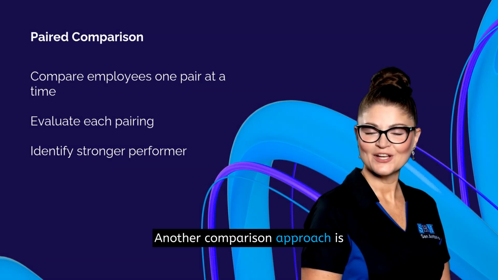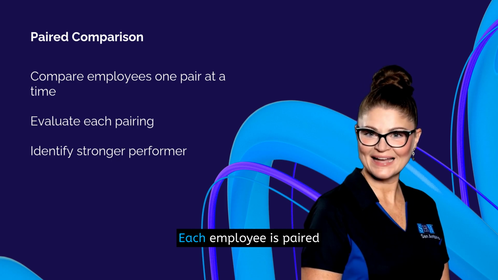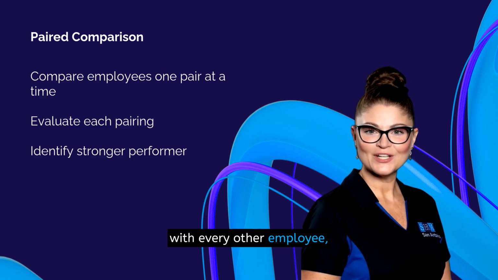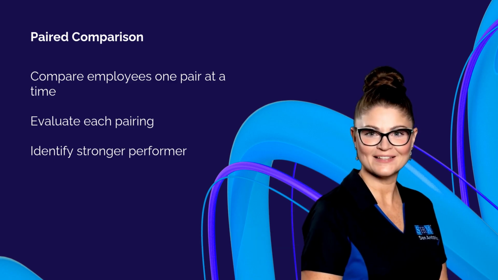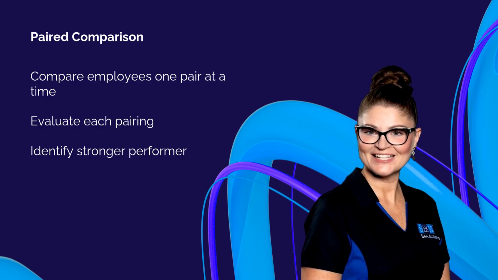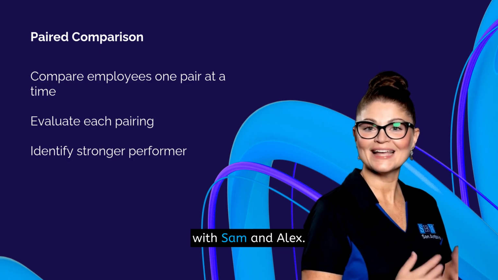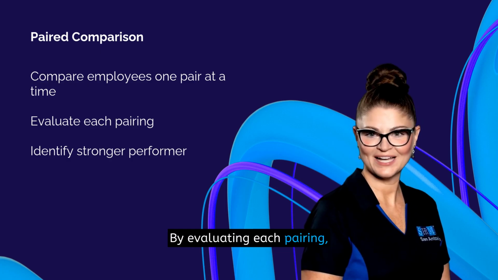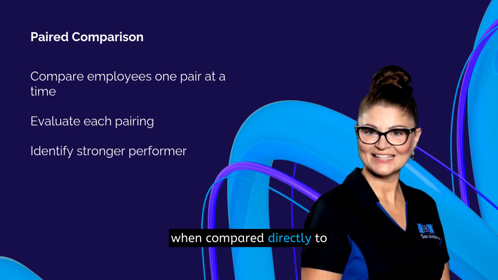Another comparison approach is the paired comparison method. Instead of ranking everyone at once, this method compares employees 2 at a time. Each employee is paired with every other employee, and the manager determines which person in each pair demonstrates stronger performance. For example, at Slice U, there are 3 pizza cooks: Sam, Alex, and Devin. Sam is compared with Alex and then with Devin. Alex is compared with Sam and Devin. Finally, Devin is compared with Sam and Alex. By evaluating each pairing, managers can determine which employee consistently performs better when compared directly to their peers.